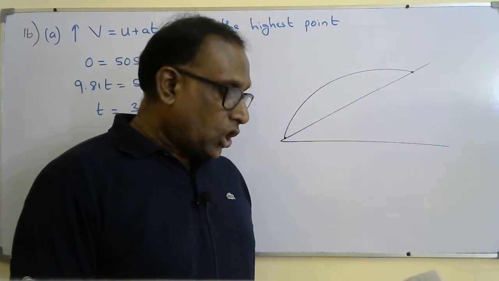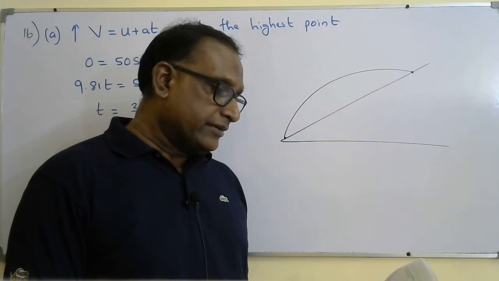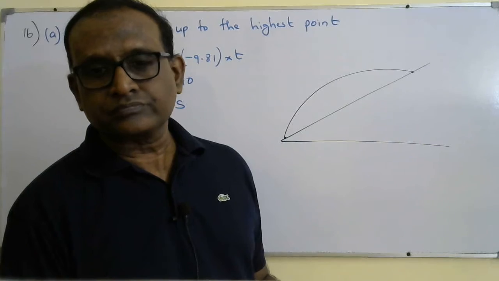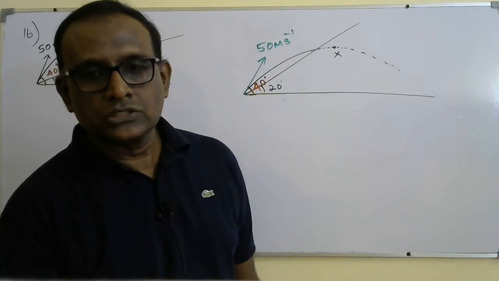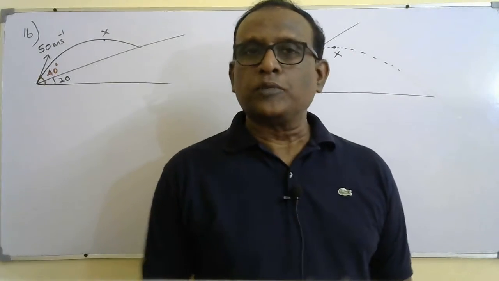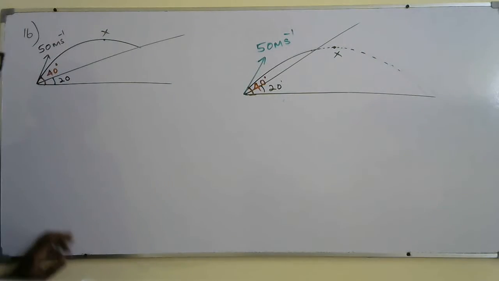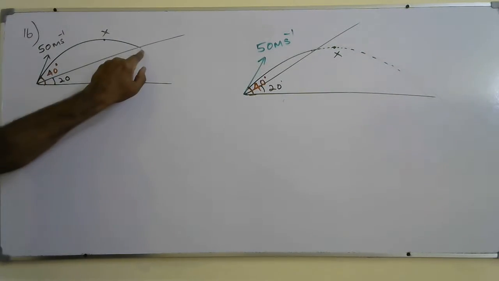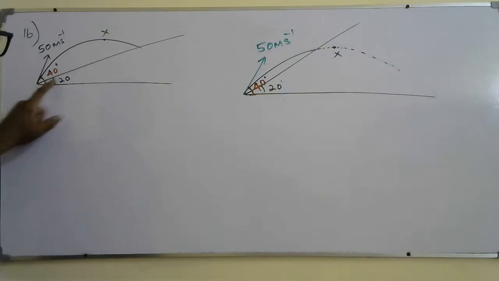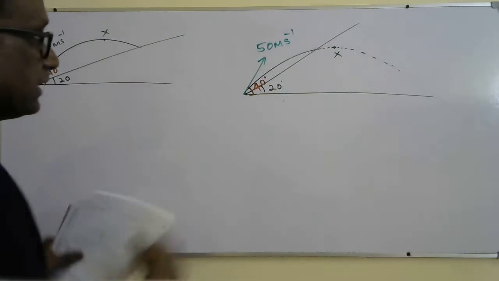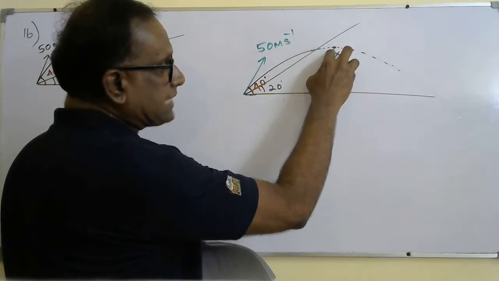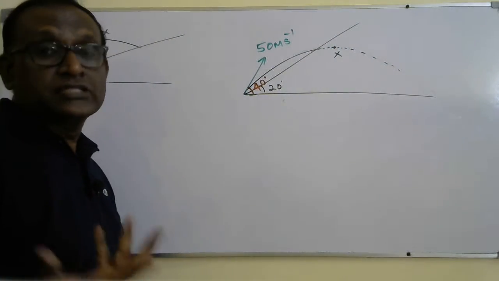Deduce whether the rock hits the ground before it reaches its maximum possible height. So that's the question here. So I drew the two possibilities. Here the projectile is reaching the highest point, then hitting the slope, which makes an angle 20 degrees with the horizontal. Here the projectile is hitting the slope before reaching the highest point. X is the highest point.